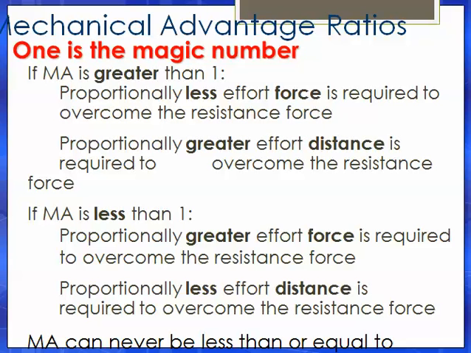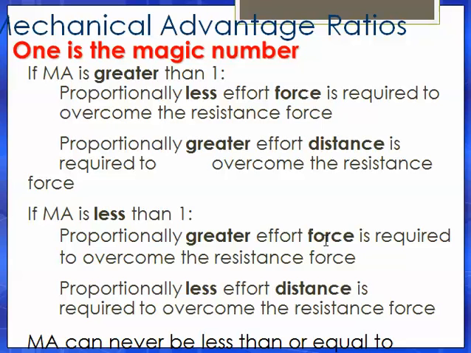Mechanical advantage ratio: 1 is the magic number. If the mechanical advantage is greater than 1, that tells us less effort force is required to overcome the resistance force. It takes greater effort distance. If the mechanical advantage is less than 1, it means it's going to take greater effort.